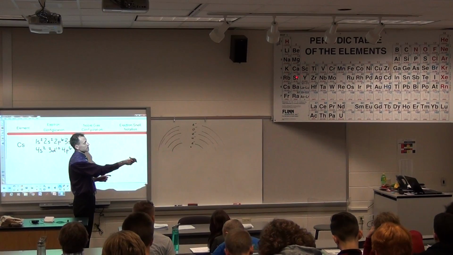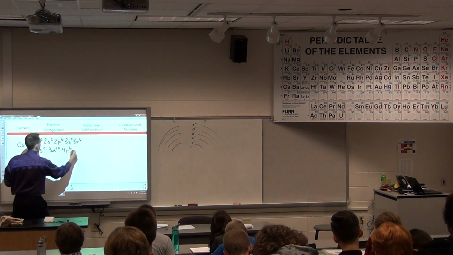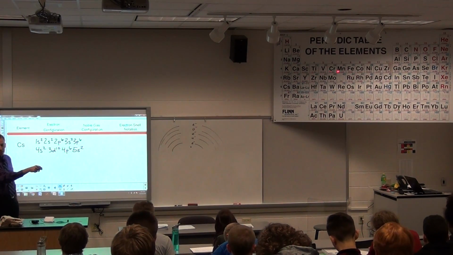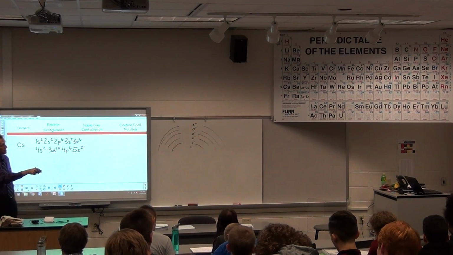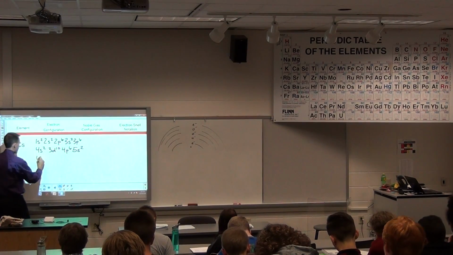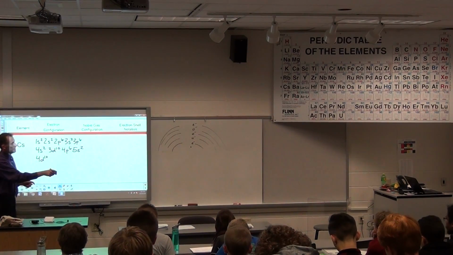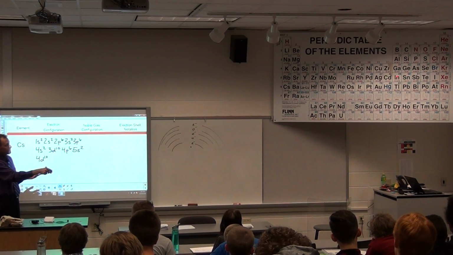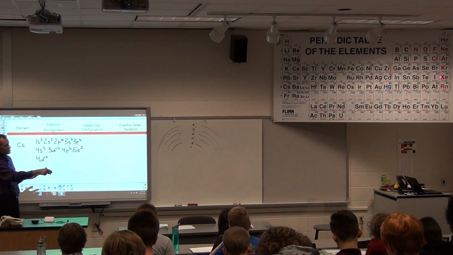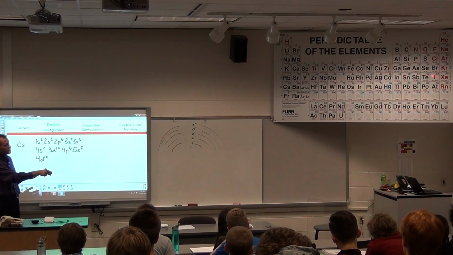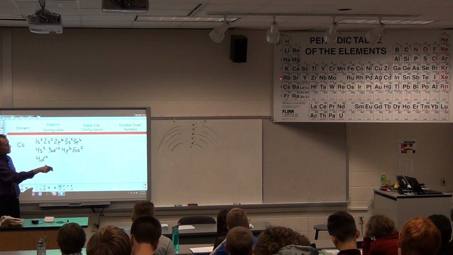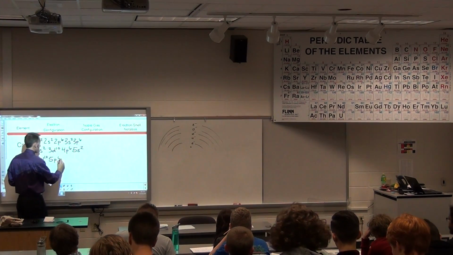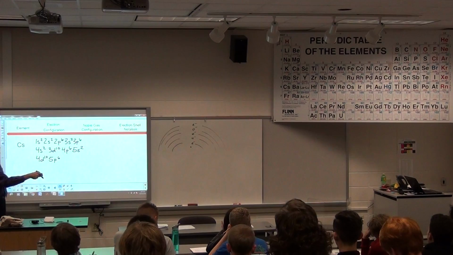Almost done. What's this? 5s2. What's the next one I'm writing? 4d10. And then he's like, well, when do I stop? When I get to my element. I'm going to write 5p6. And if you're like, I don't remember what number I'm on, look at the energy level. 5p6. Now end at 6s1.